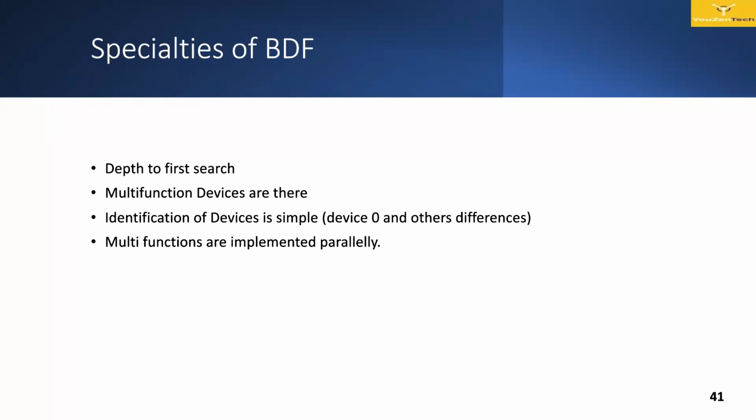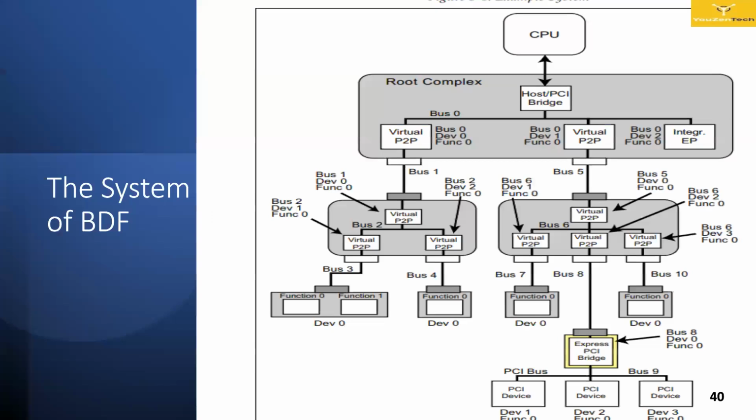Each device should know which bus it is living on. If I say this device, this is the endpoint, it has two functions, so the system should know it, and it should know which bus number this device is living on. So this is the idea behind doing the enumeration.